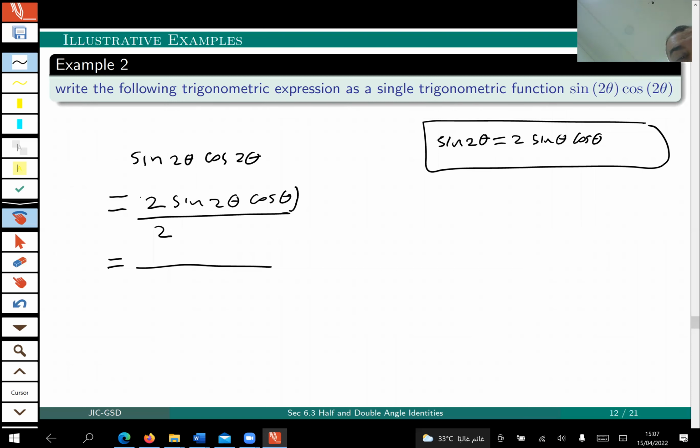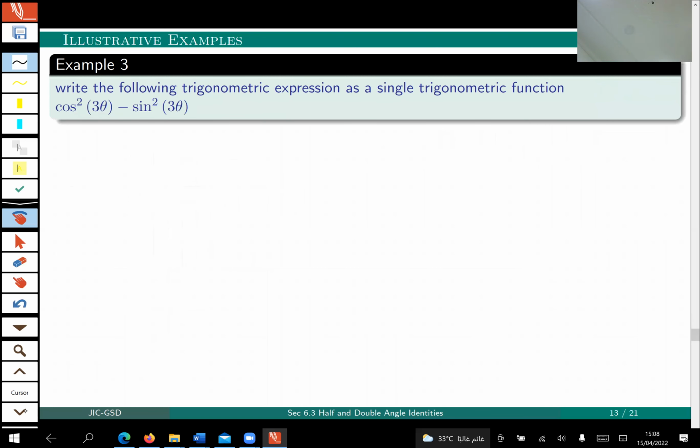Now, this quantity will be sine of double the angle. Of course, the angle here is 2 theta. So 2 sine 2 theta times cosine 2 theta will be sine of double the angle. If the angle is 2 theta, we double it, so it will be 4 theta, over 2, which is basically half of sine 4 theta.